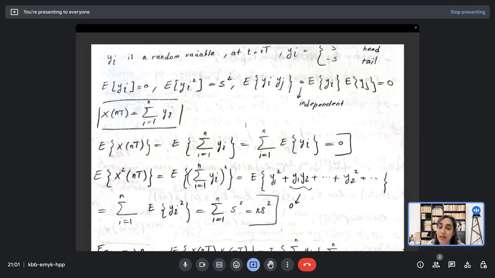Now we want to calculate the expected value and the autocorrelation. So we should define some notations, and then talk about it. So y of i is a random variable, at the time t equal to i times T, and we know that y of i goes to s if we observe head, and goes to minus s if we go to tail.